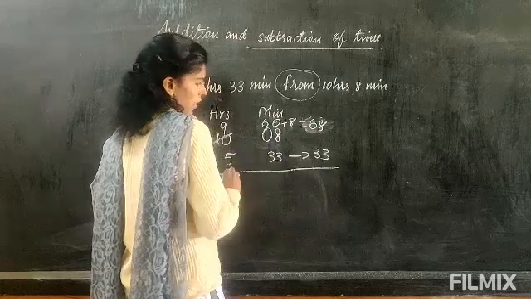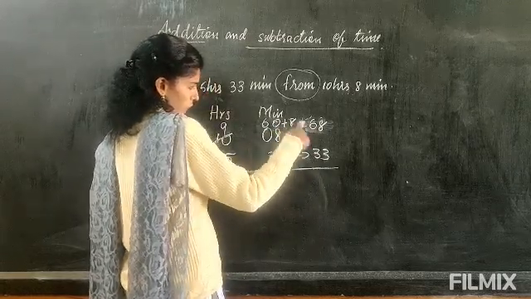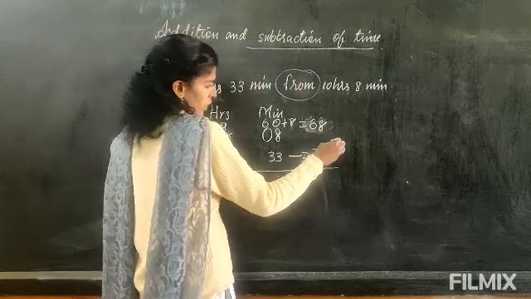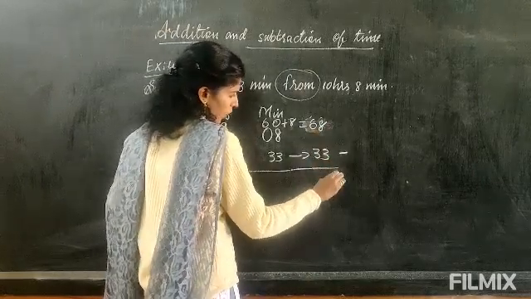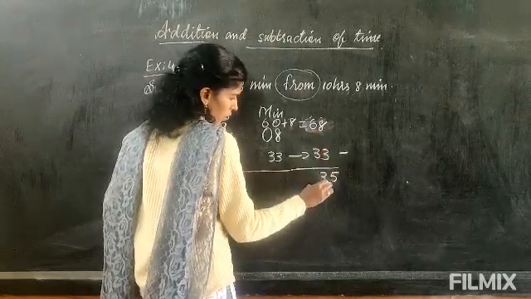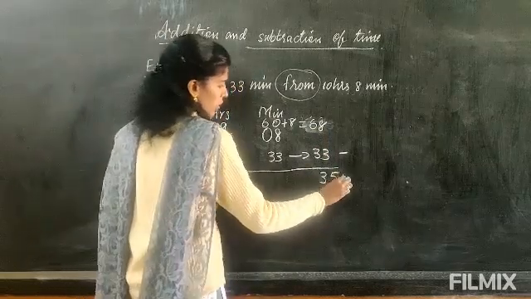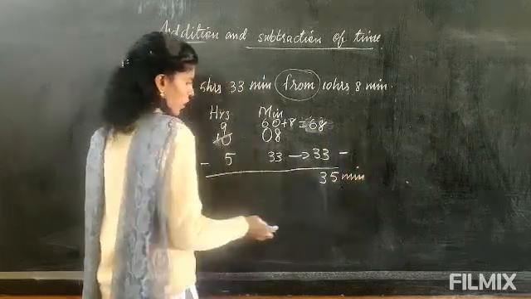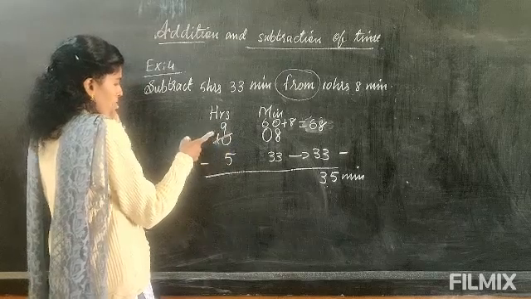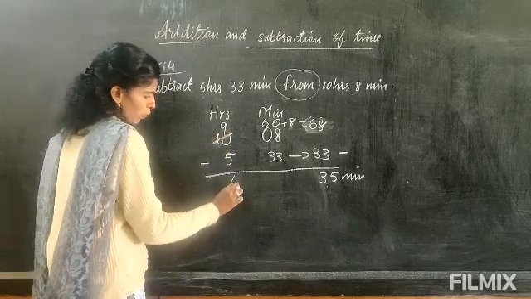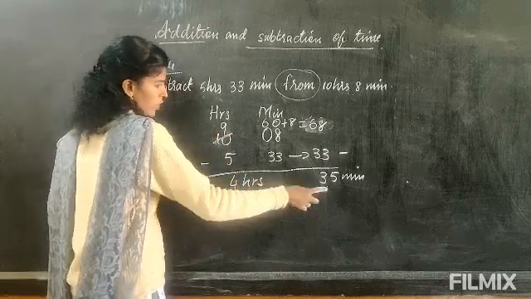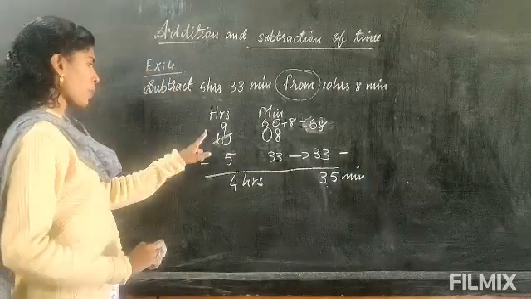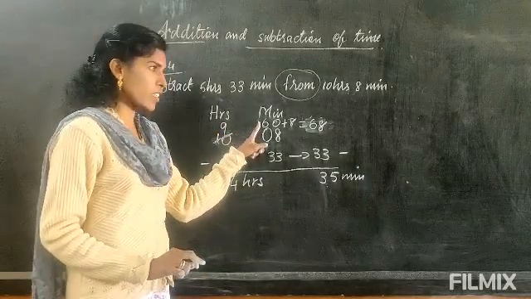Now let's minus here. This column I will leave and I am writing here now. 8 minus 3, 5. 6 minus 3, 3. Now 35 minutes. We have already borrowed and 9 hours remain. 9 minus 5, 4. So the answer is 4 hours and 35 minutes. Remember when you borrow, it will become 60 here.